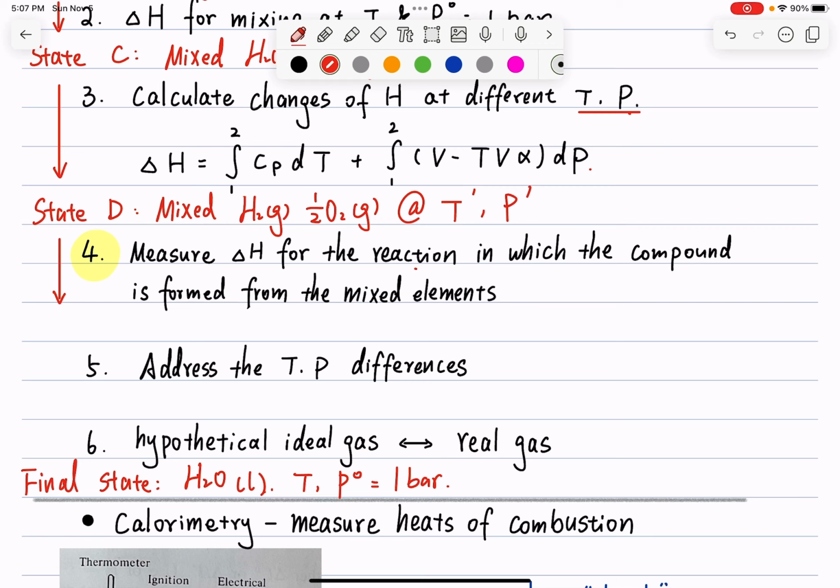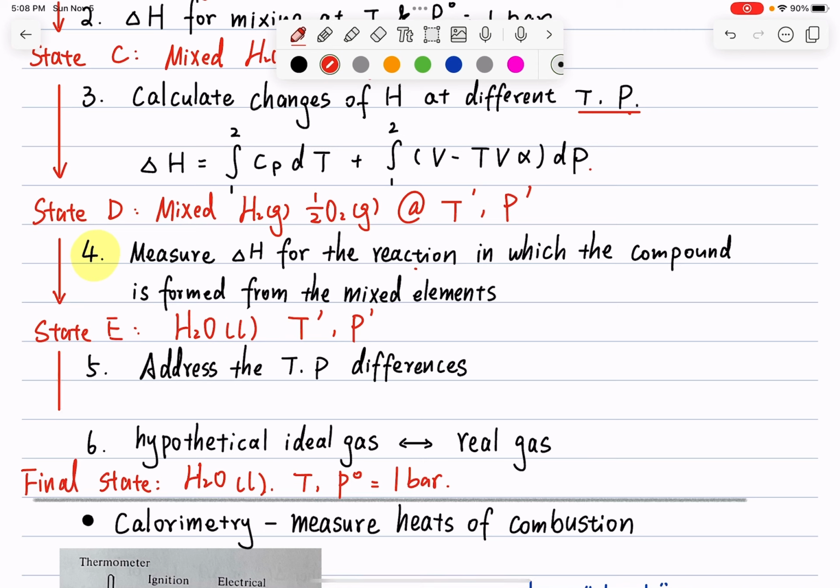So in this case, after step 4, we have our reaction taking place. And instead of having a mixed gas of hydrogen and oxygen, we now get to our product, which is liquid water. And what we have is still at the new T prime and P prime.